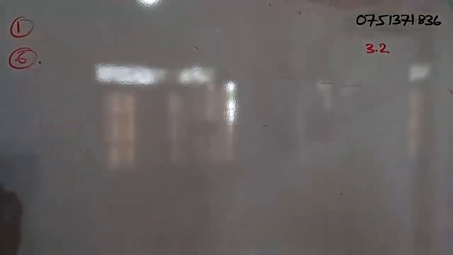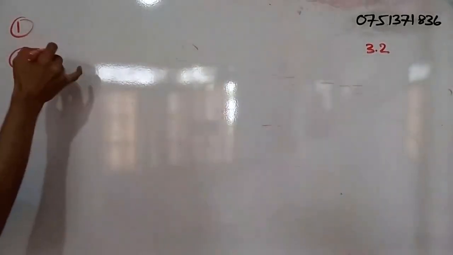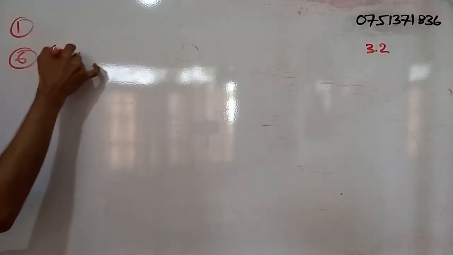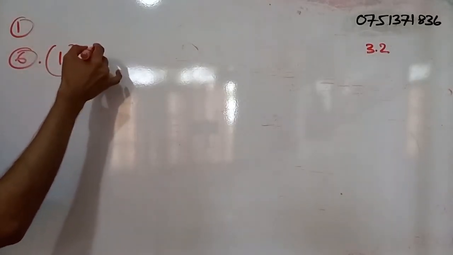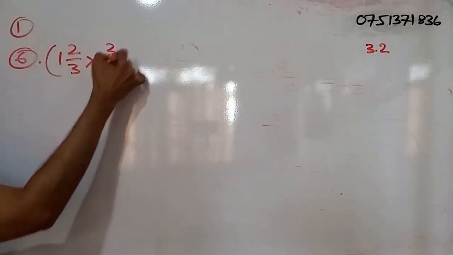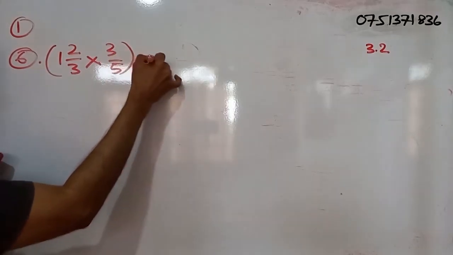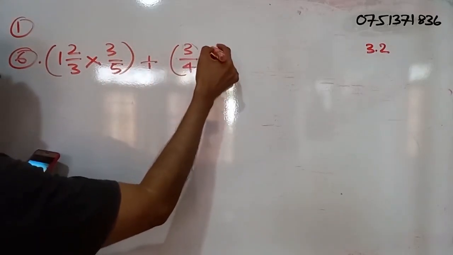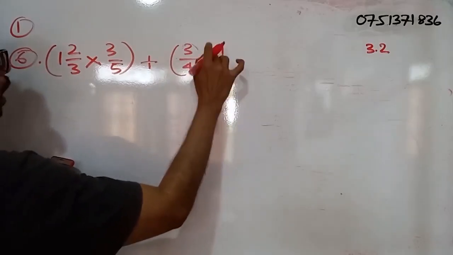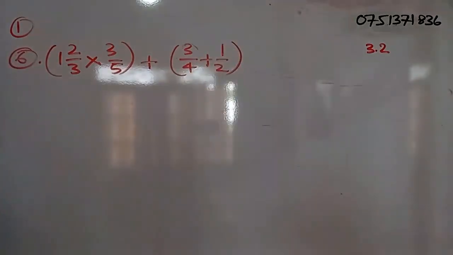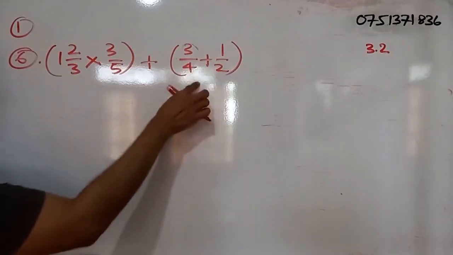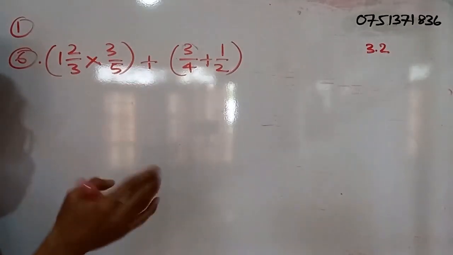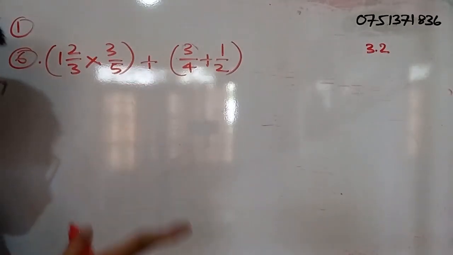Question number 6. Okay, so we have two brackets. So 1 and 2 by 3 into 3 by 5 plus 3 by 4 plus 1 half. So these are what? Two brackets, no? So we can do the simplification simultaneously.